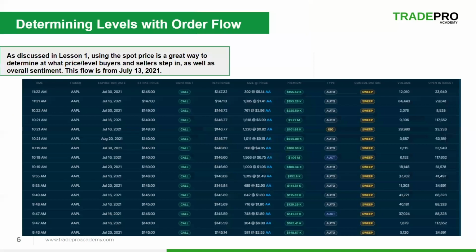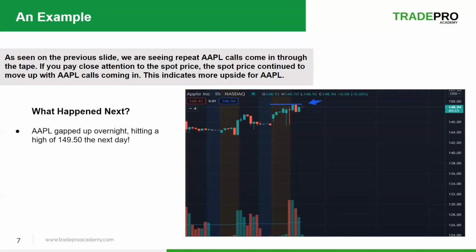So if we go back, we can continuously see the spot price move up, which is under reference, and then we can see the strike price as well. So as Apple continued to move, the calls kept coming in and the spot price kept moving up, indicating more upside. So what happened next?